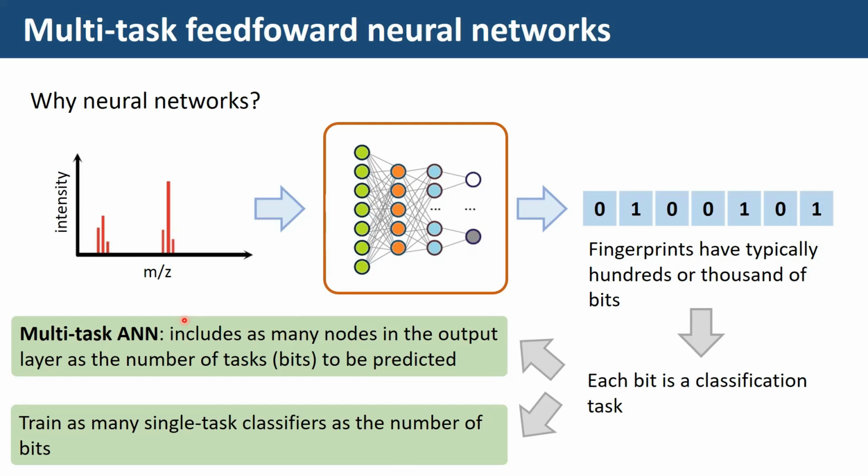I'm not going to talk about artificial neural networks here, but in an artificial neural network, you can include in the output layer a number of nodes which is equal to the number of tasks. So you predict 0 or 1, and you actually predict a new fingerprint starting from the mass spectra.